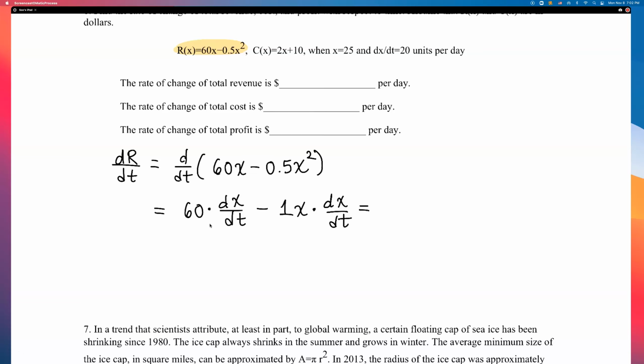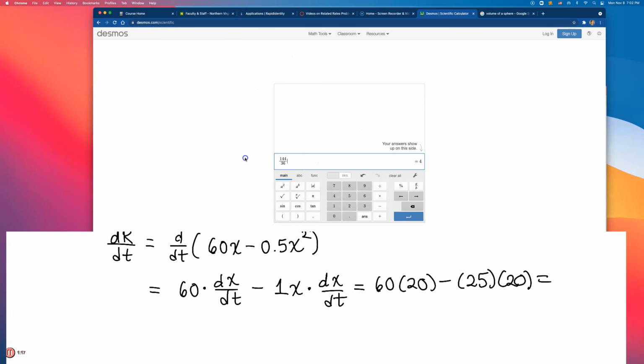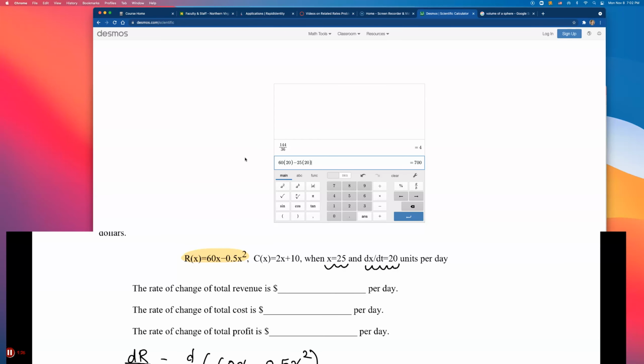So let's plug in everything they gave us. What was dx/dt? dx/dt is 20 units per day, and x is 25. If I go ahead and evaluate that using a calculator, 60 times 20 minus 25 times 20, the rate of change of total revenue comes out to be $700 per day. Okay, all right, let's try the other one.